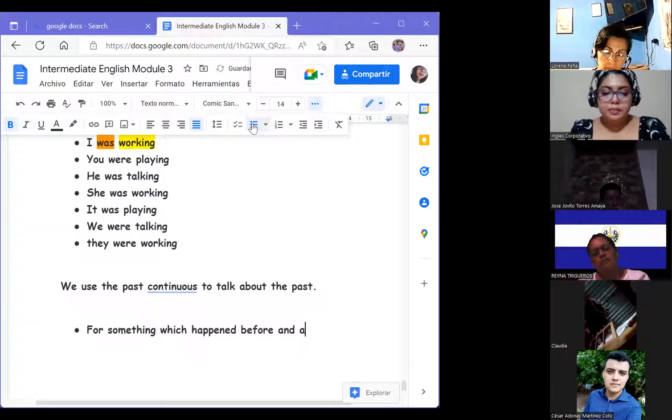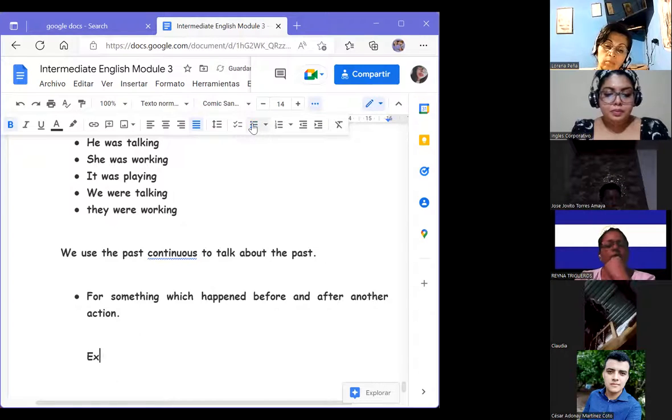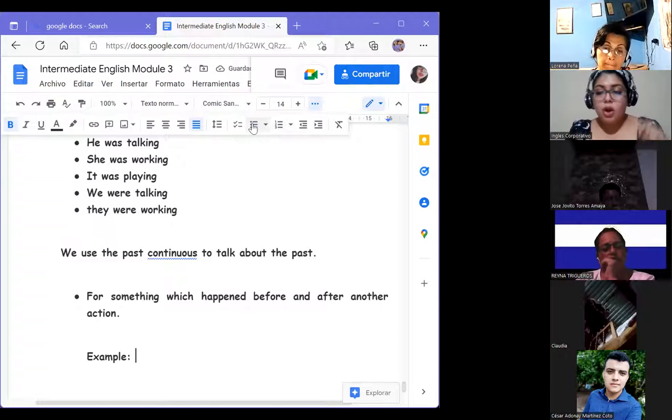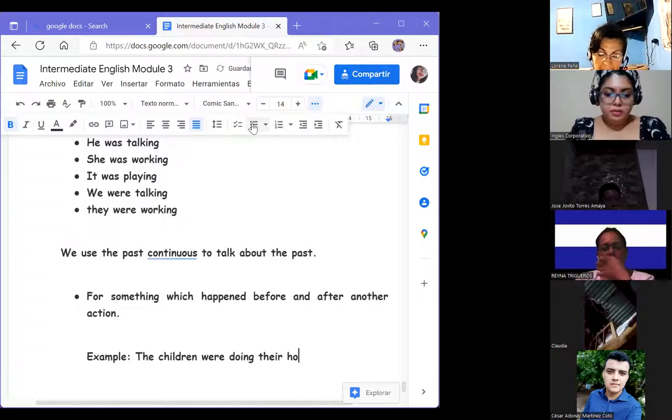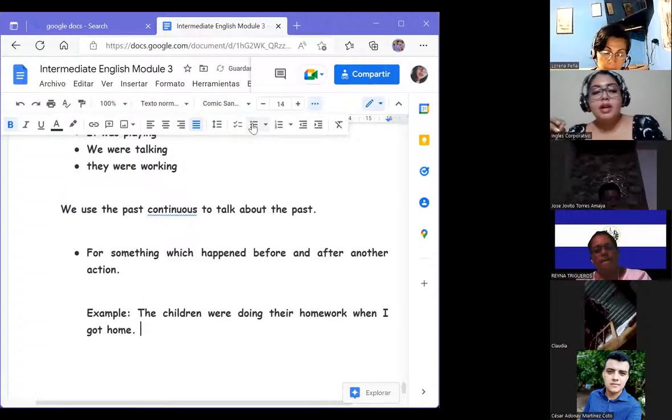Before and after another action. And we have the example. It says, the children were doing their homework when I got home. The children were doing... when I got home. So in this case, we are talking about that. When I got home, I tell the children that they need to do the homework.